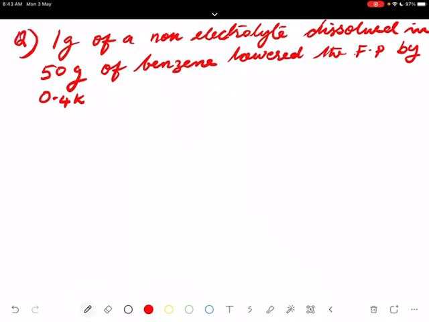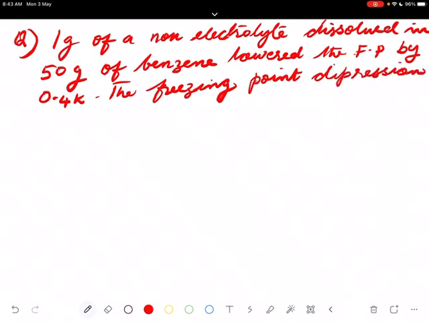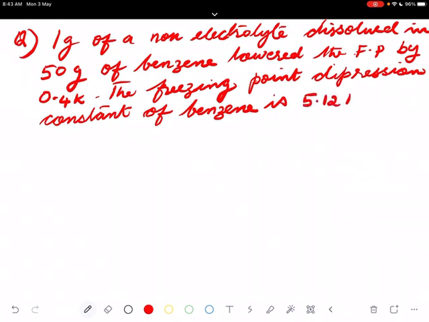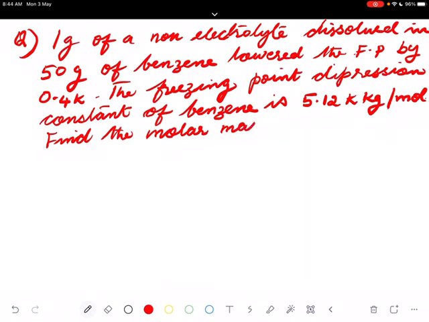The freezing point depression constant of benzene is, this is again a constant, 5.12 kg per mole. Find the molar mass of the solute.